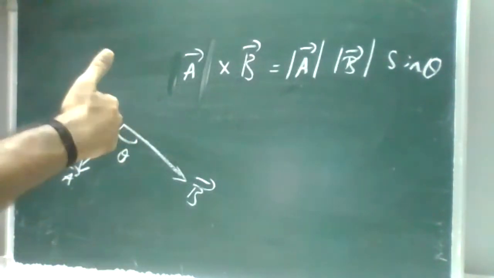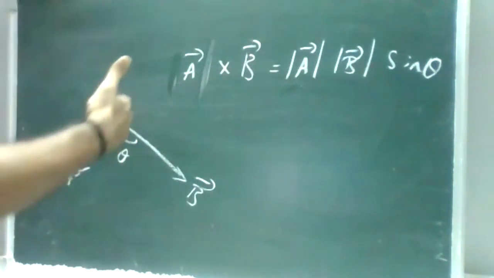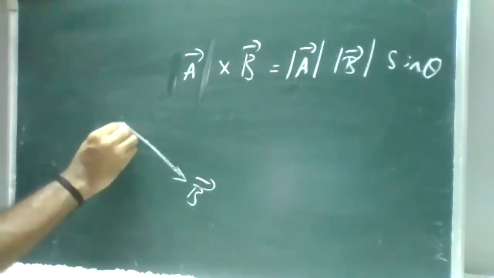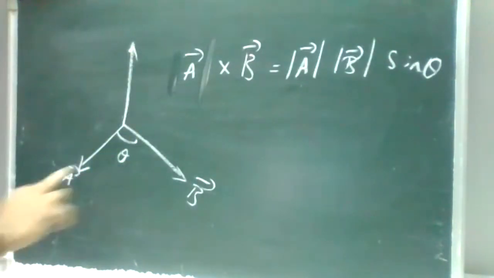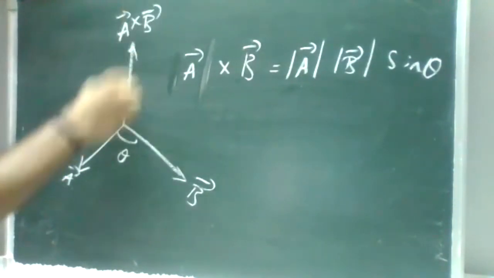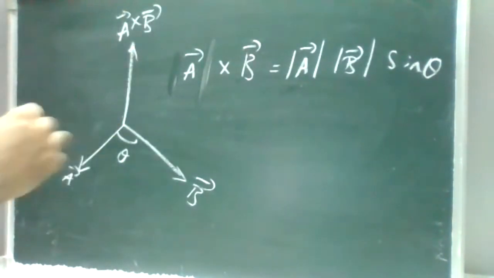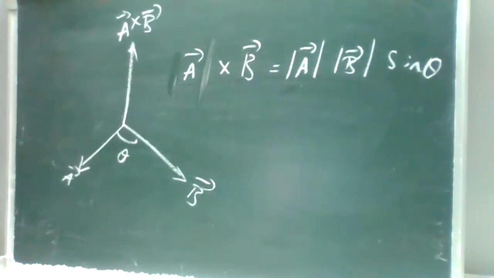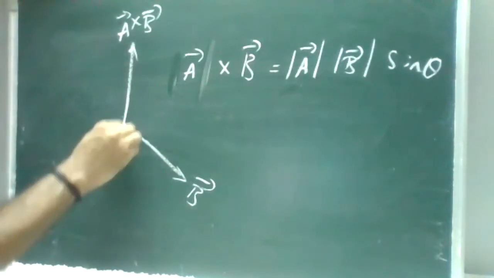So from the right hand thumb rule, the thumb indicates the product. When you are placing it here, the thumb indicates the product of two vectors, so it is A vector cross B vector. Again, it is nothing but your direction. Now, if you are taking the opposite to it, it is in the opposite direction.